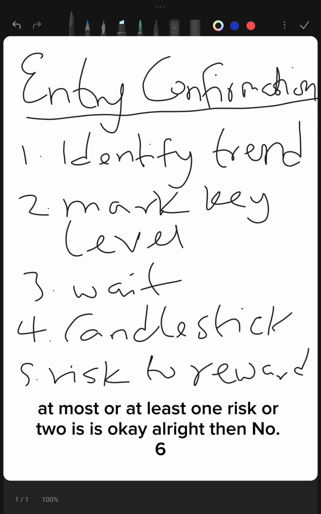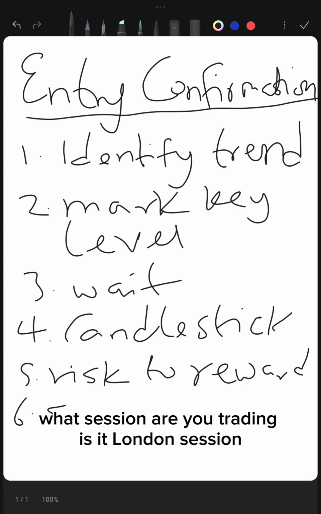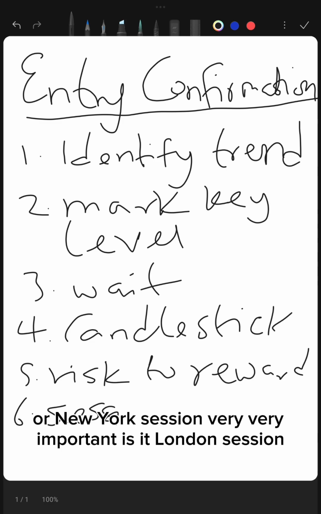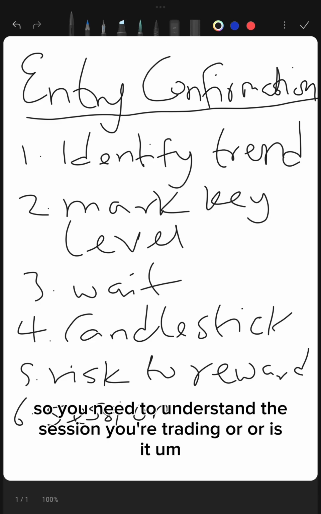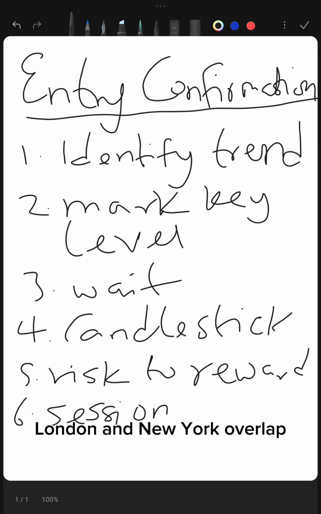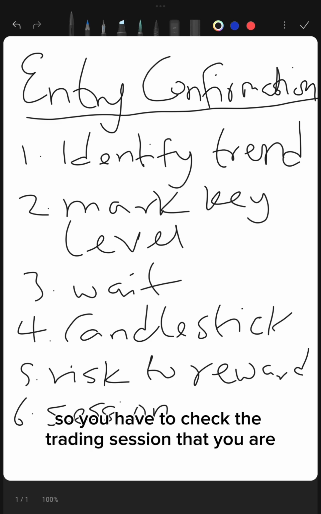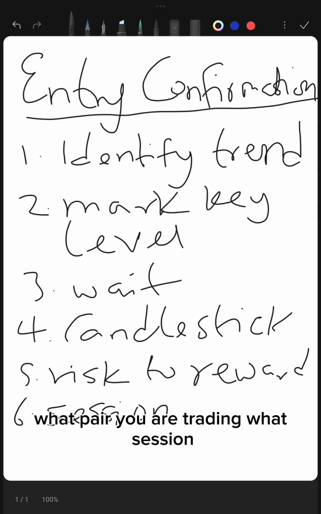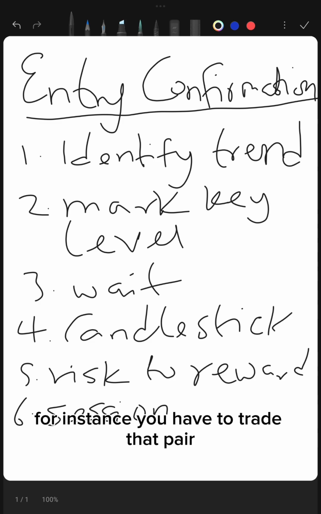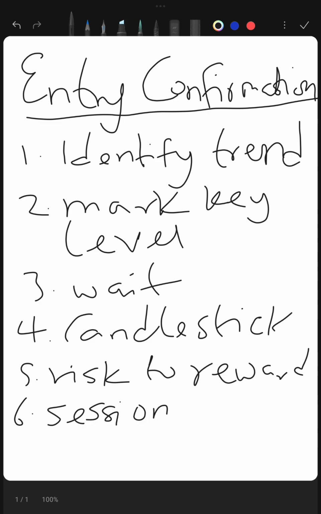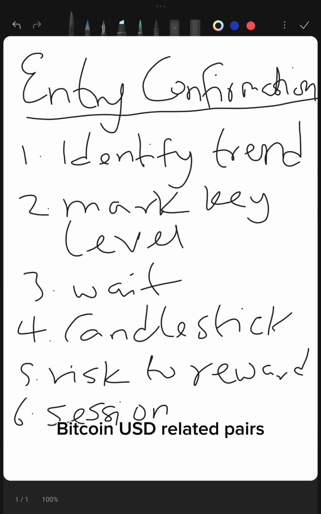Then number six is check the trading session. What session are you trading? Is it the London session or New York session? Very important. Or is it the London and New York overlap? It has the strongest move, because London and New York are open at the same time. You also need to know what pair you are trading and what session will back up or move that pair. If you are trading GBPUSD, for instance, you have to trade that pair during the London session. If you are trading the New York session, you have to mostly focus on pairs like gold, Bitcoin, and USD related pairs.